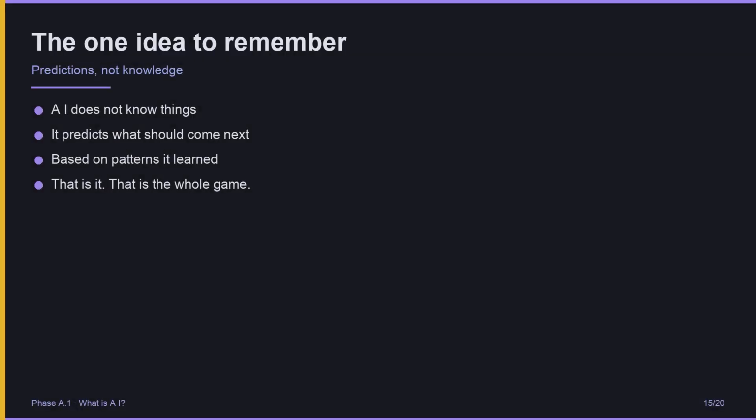If you remember one idea from this lesson, remember this. AI does not know things. It predicts what should come next. Based on patterns it learned during training. That is it. That is the whole game. Everything we will learn in the rest of this course, tokens, context, hallucinations, grounding, prompting, agents, builds on that one idea. Predictions, not knowledge. Patterns, not thoughts. Hold this idea, everything else builds on it.